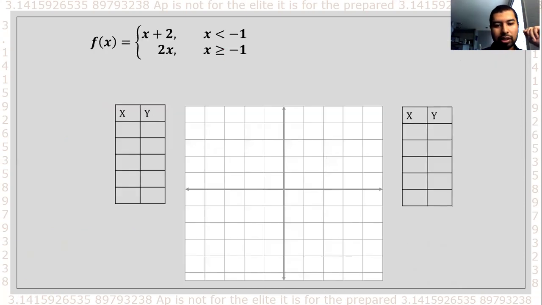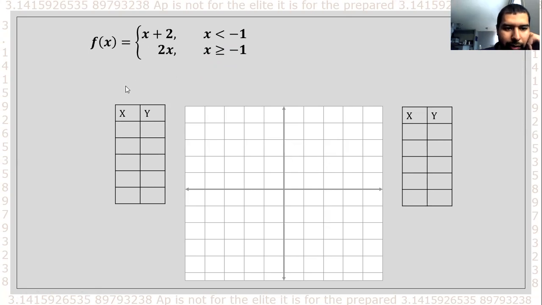So let's go ahead and try some right now. We have this right here, and let me hide this so I can see my screen. We have x plus 2 and 2x. Alrighty, so go ahead and pause the video, fill in the tables and plot the points, and I will do the same here.